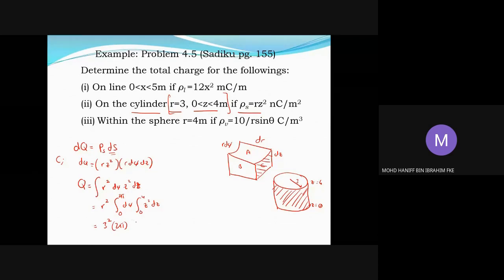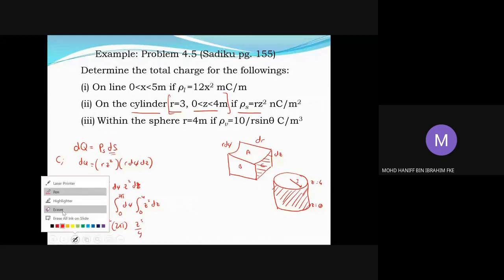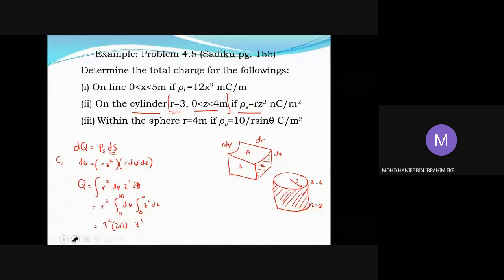So that should be z to the power of 3 divided by 3. Sorry, a mistake, it should be 3 down here. That should be the integration from 0 to 4, and the unit for this integration should be in Coulomb. So please solve this on your own. I hope I made it clear for these particular problems.